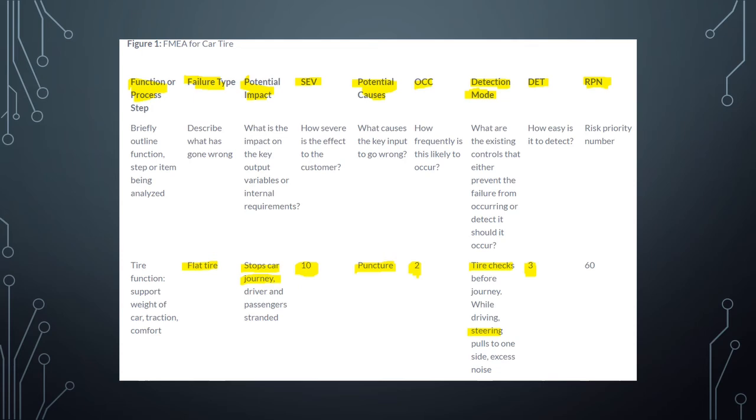And so we're going to multiply all of these up. 10 times 2 times 3. This should be 50. This is certainly not 60. So wherever I borrowed this chart from, their multiplication's a little bit off. But this RPN number should be 50. This would be our risk priority for the tire failing due to a puncture causing a flat tire.